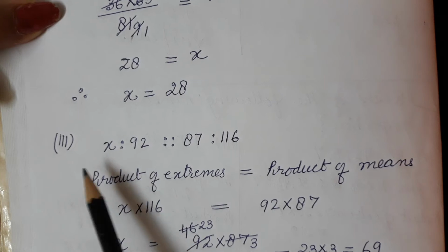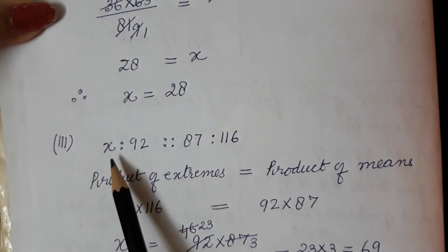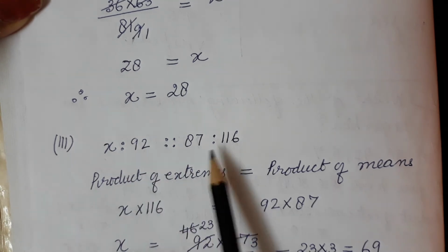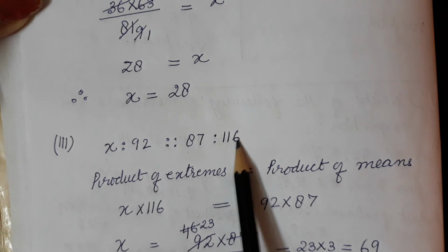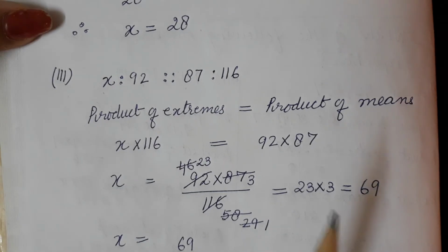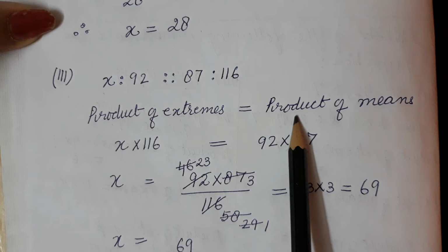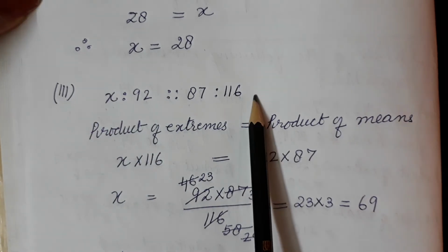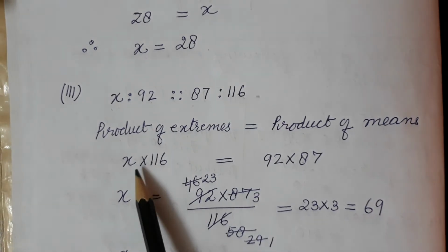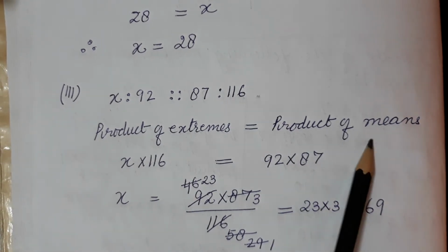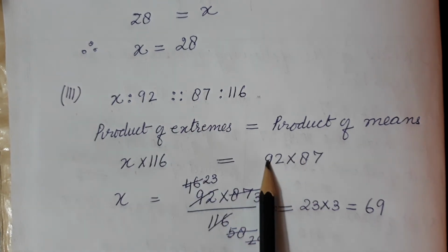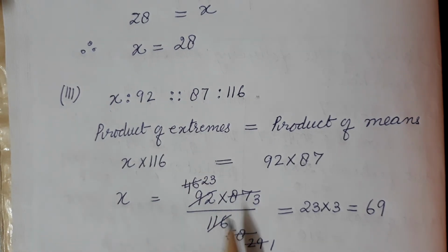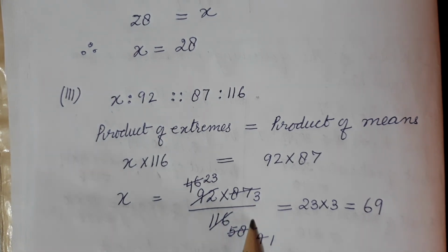I have taken another sub example, sub number 3. Here the first term is missing as x, then we have the second term 92, then 87 and 116. We do the following in the same manner. The product of extremes is equal to the product of means. So here for the product of extremes, what do we take? The first and last numbers. So here it is x into 116. The product of means, the second and third terms, is 92 into 87. 92 into 87 remains here only. 116 comes to the right side and it is divided.